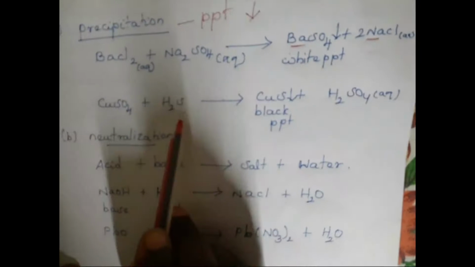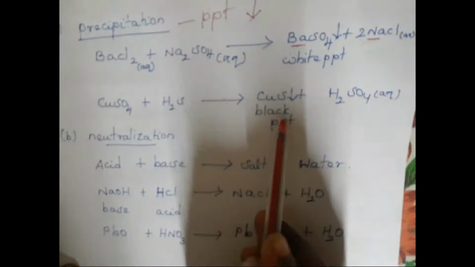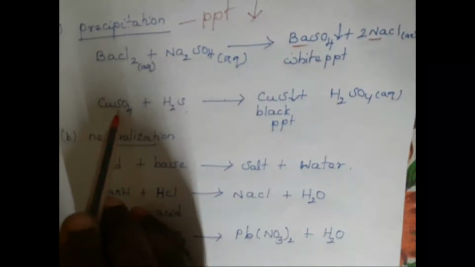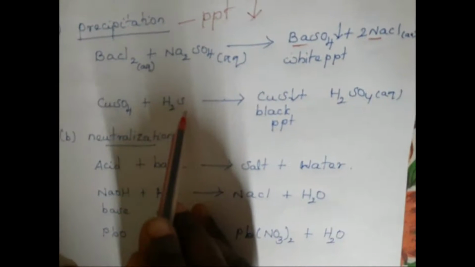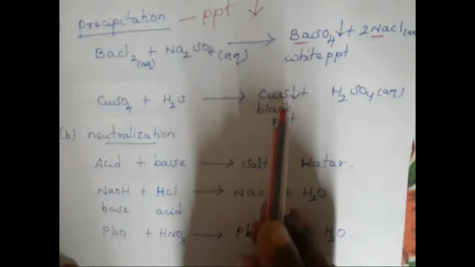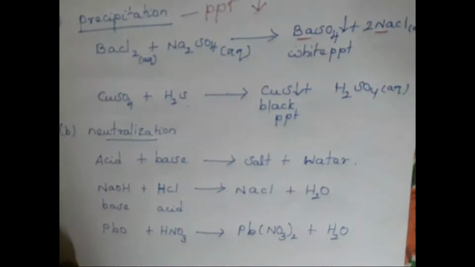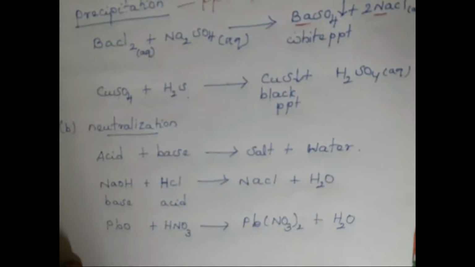Let us see the next example, copper sulfate and hydrogen sulfide. Copper sulfate, when it reacts with hydrogen sulfide, forms a black color precipitate, copper sulfide, and sulfuric acid. Since these two reactions are producing a precipitate, they come under precipitation reaction.